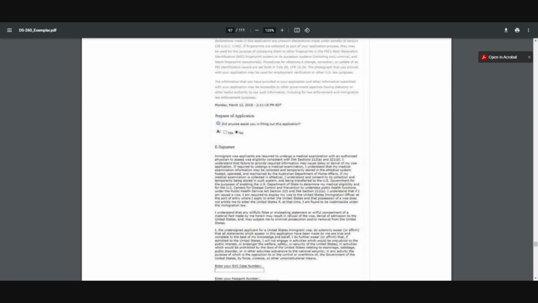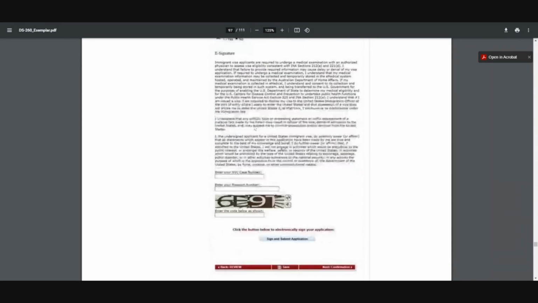If you still cannot do it, due to various reasons, then you say no, and you say who filled it out for you, and then the e-signature. You sign electronically. You put your NVC case number and your passport number. Remember, this number is the one that we started with at the beginning. And then they tell you to enter the code, and then you sign and submit your application. When you sign and submit your application, it's gone.